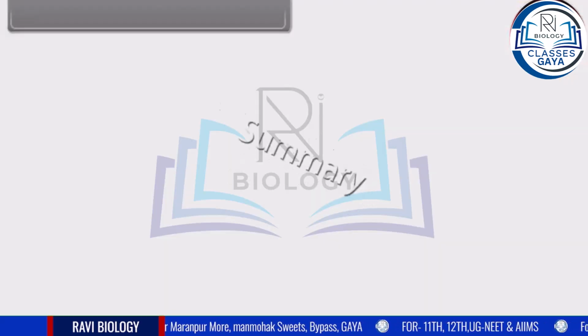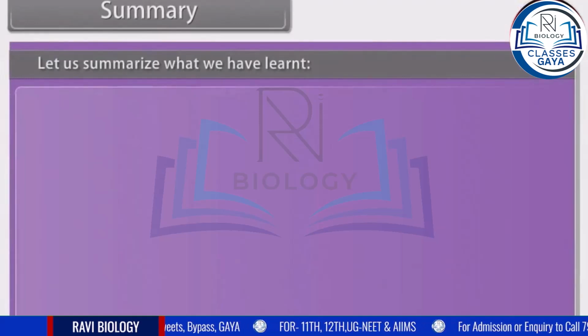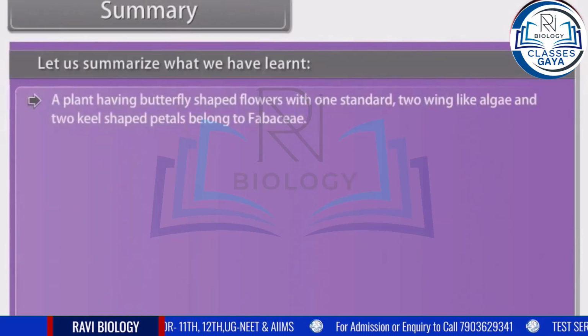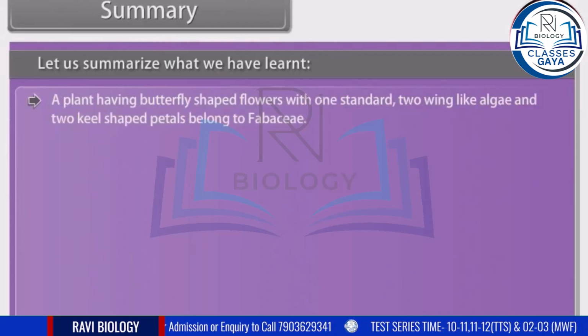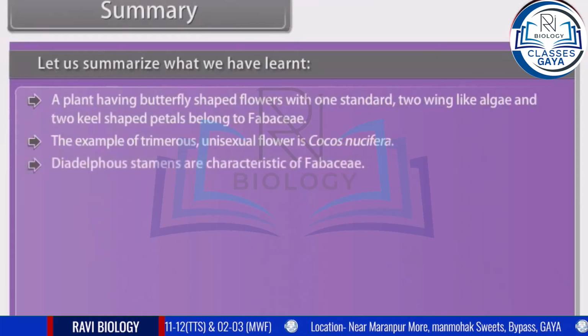Summary. Let us summarize what we have learned. A plant having butterfly-shaped flowers with one standard, two wing-like alae, and two keel-shaped petals belongs to Fabaceae. The example of a trimerous, unisexual flower is Cocos nucifera. Diadelphous stamens are characteristic of Fabaceae.